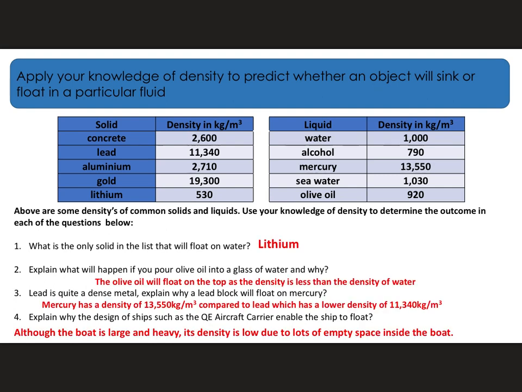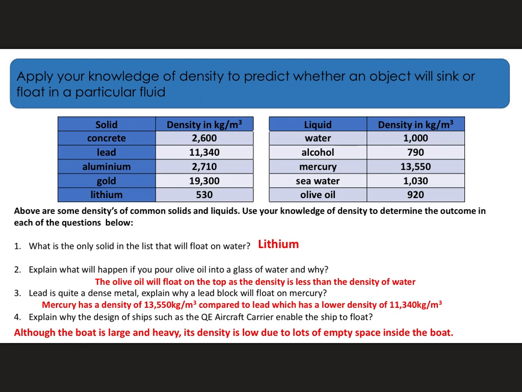Okay, so here are the answers. So the first question said, what is the only solid in the list that will float on water? So the first thing to do is look over here, and we can see that water has a density of 1,000 kilograms per meters cubed. So we need to have a solid with a density lower than 1,000 in order for it to float. And you can see that all of these numbers are greater than 1,000. The only one that's lower is lithium, which is why lithium is the only solid in the list that will float on water.